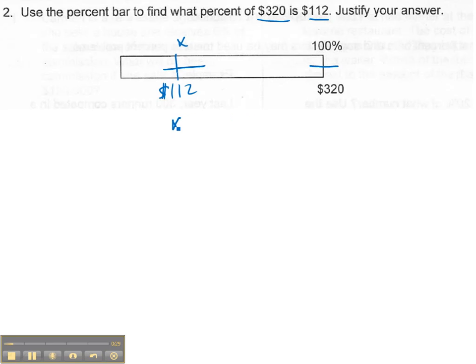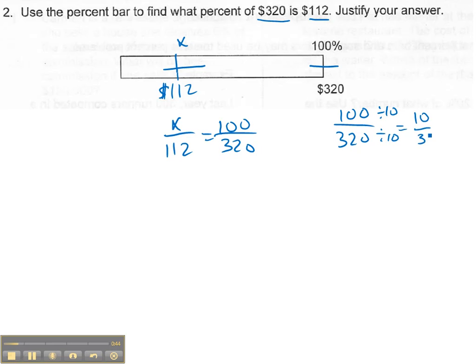So x over 112 equals 100 over 320. And let's make this easier on ourselves by simplifying this fraction first. We can divide by a common factor of 10 to get 10 over 32, and then one more time by a common factor of 2 to give us 5/16, and that is the most simplified form. So x over 112 equals 5 over 16.